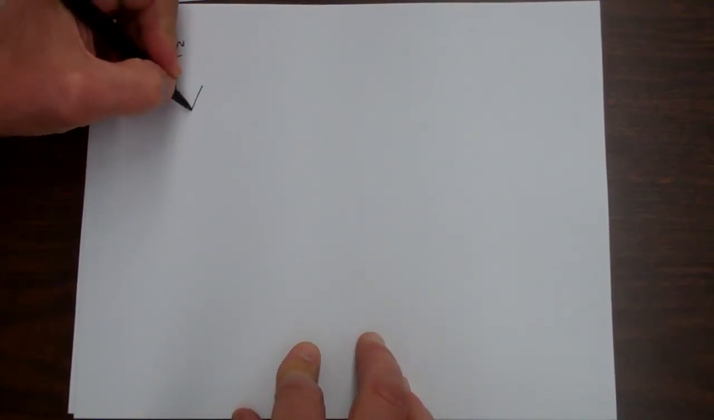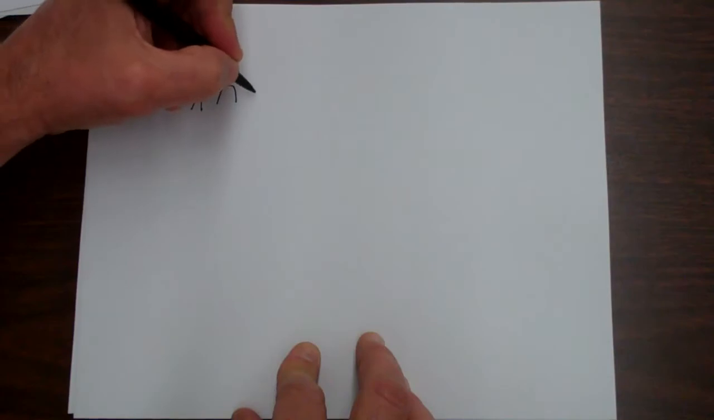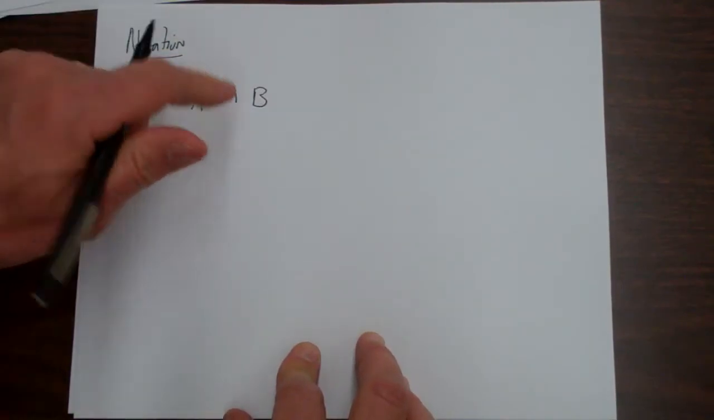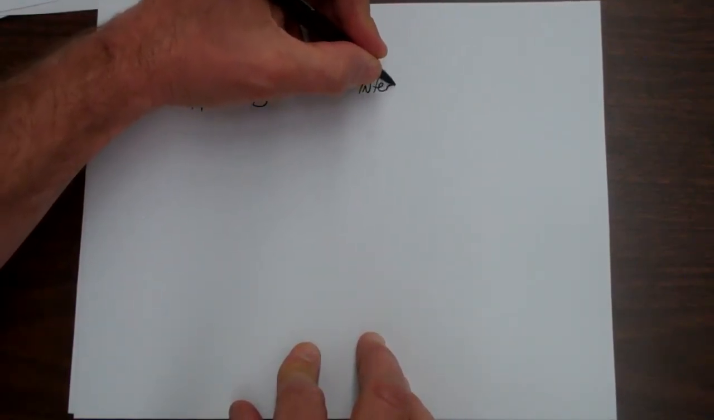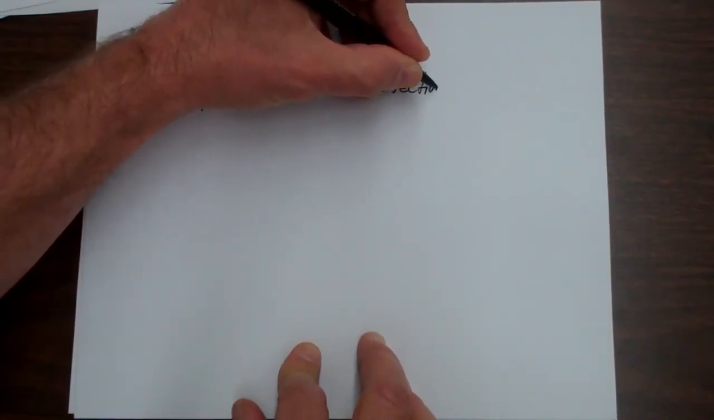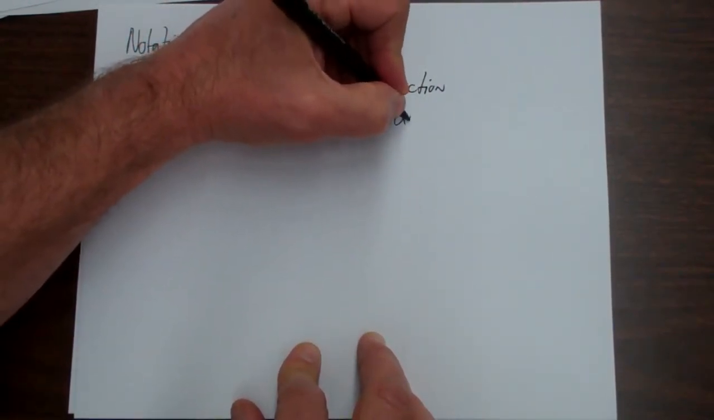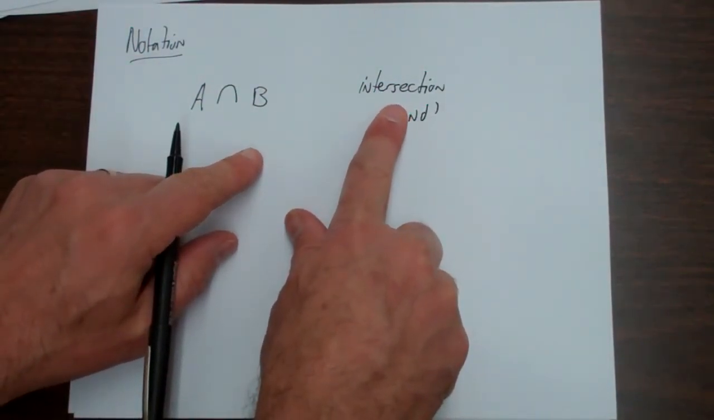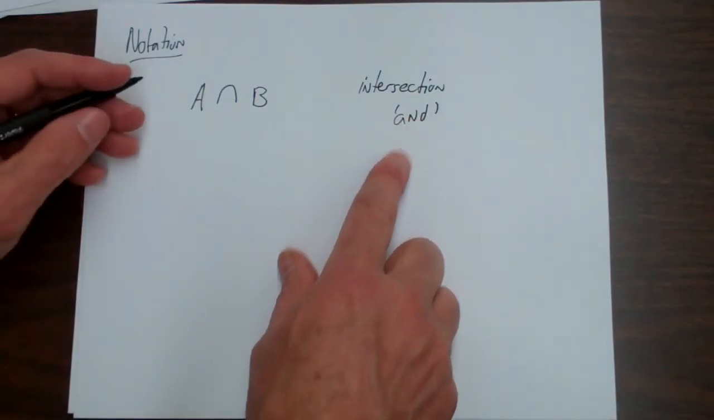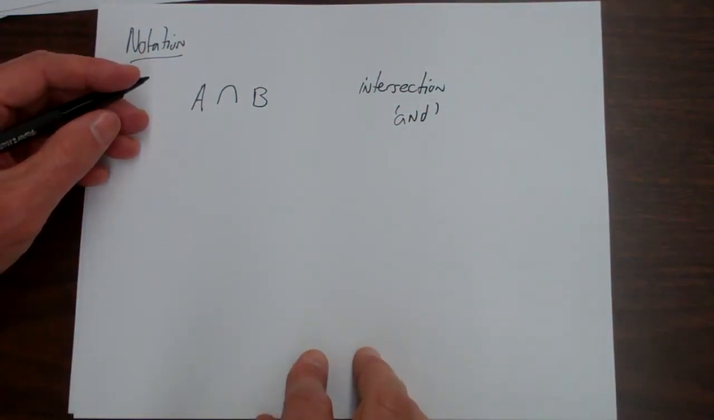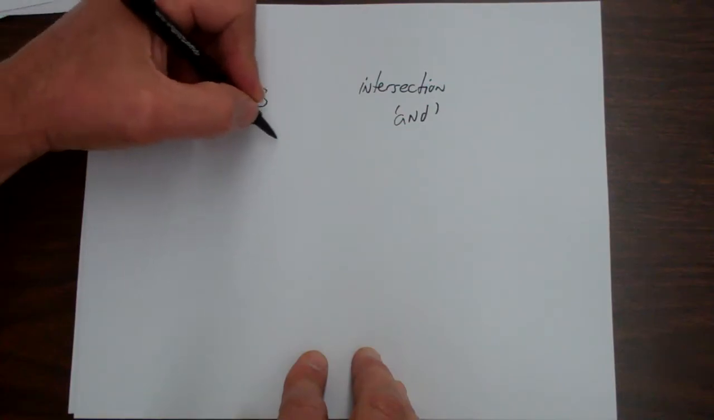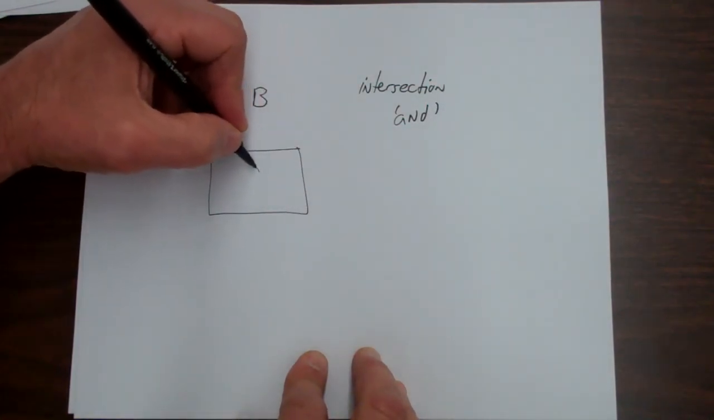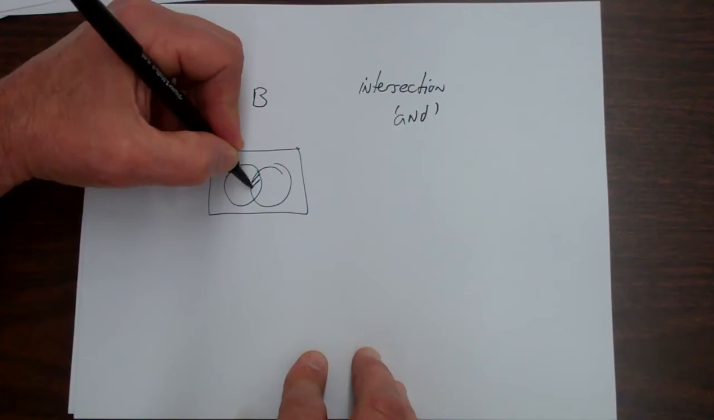We use some notation that's fairly common. You use the notation A intersection B. We read that as intersection. It's what we mean when we talk about and. The reason we use intersection is that this is a precise logical term versus just some English that we picked up. If you think about A and B again, what does that look like? That's right there.